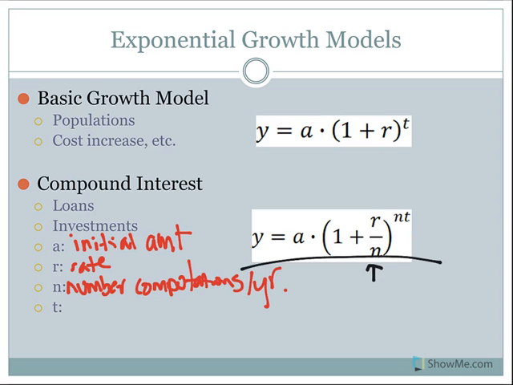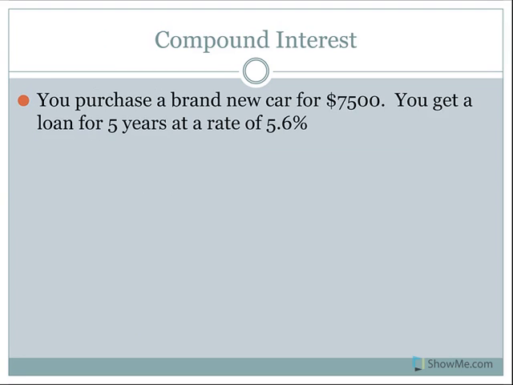So this is quarterly, monthly, daily, whatever it is, and then T is going to be whatever your time is. Usually it's in years, but it's going to be based on whatever your growth rate is. So if you're growing at a rate of 5% per day or per hour, then that's what your T needs to be. If it's years, then T is in years, and so on and so forth. All right, let's do some examples.